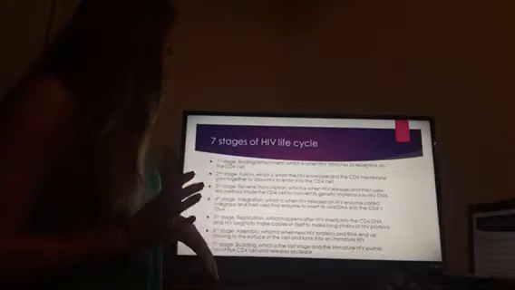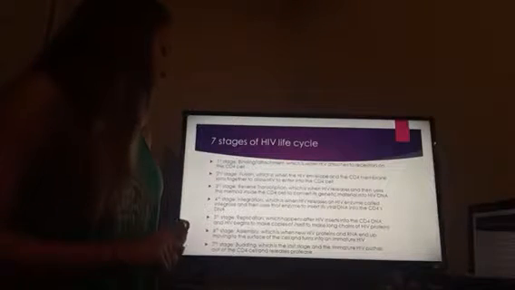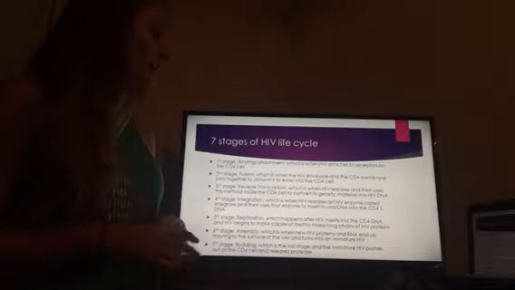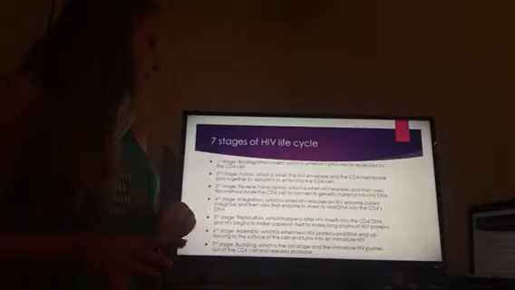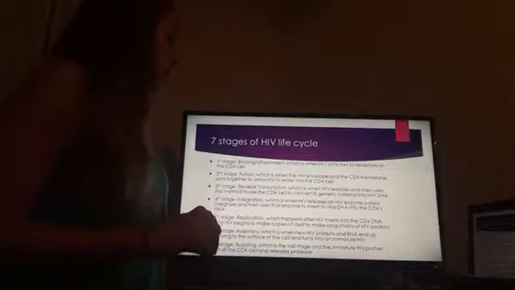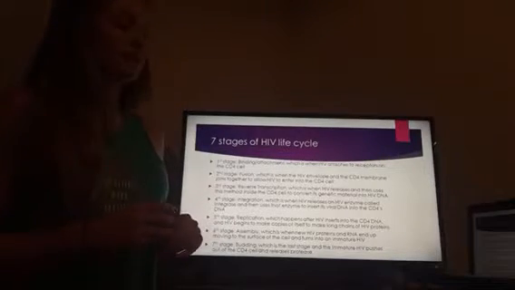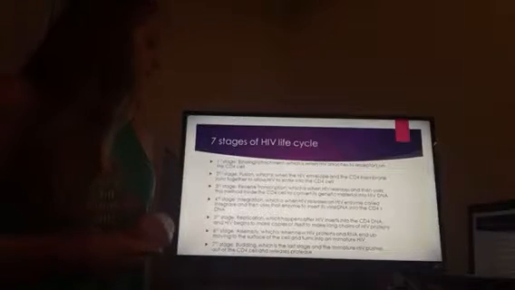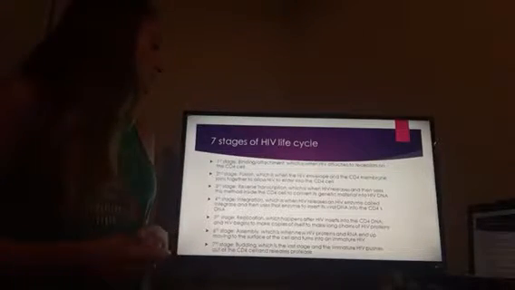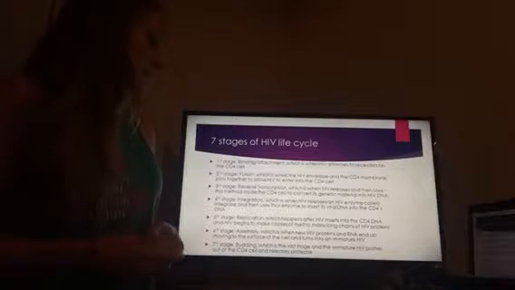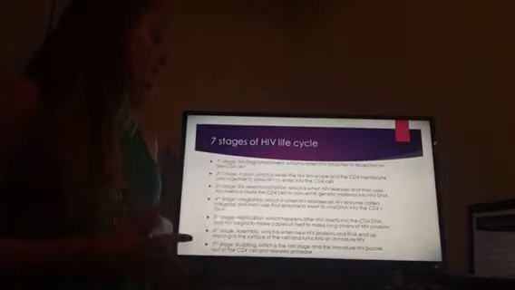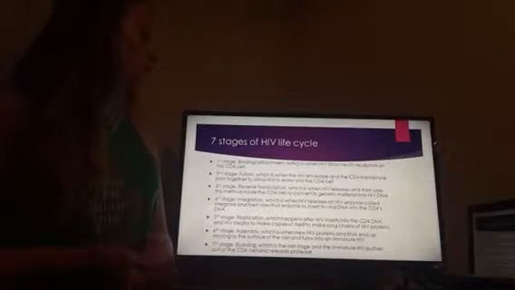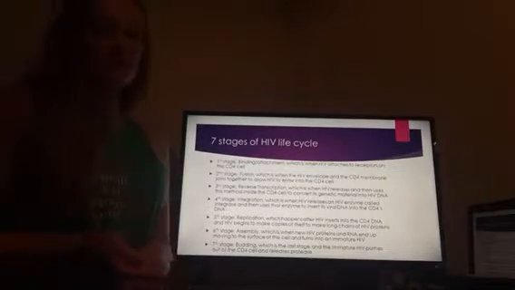The third stage is reverse transcription, and this is when HIV releases and then uses this method inside the CD4 cell to convert its genetic material into HIV DNA. The fourth stage is integration, and this is when HIV has released an HIV enzyme called integrase and then uses that enzyme to insert its viral DNA into the CD4's DNA.